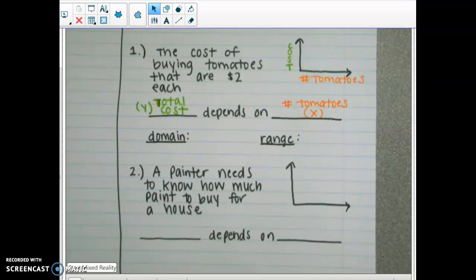That means the cost is the dependent variable because it depends on something else. You can also kind of think of it as a cause and effect relationship.